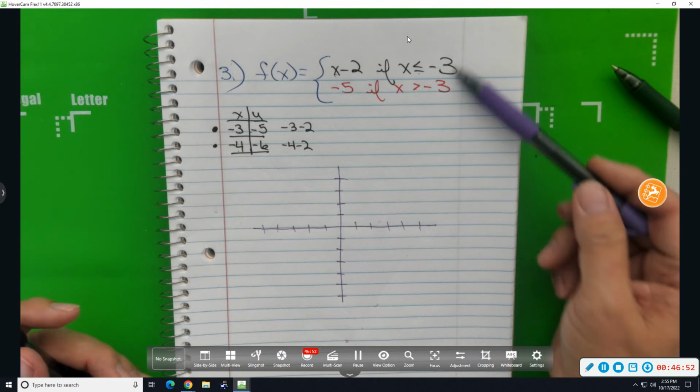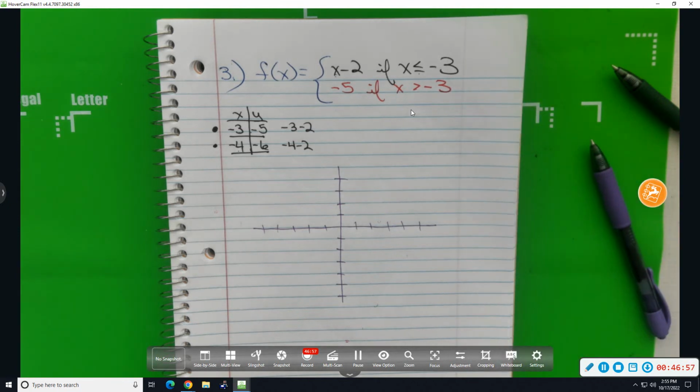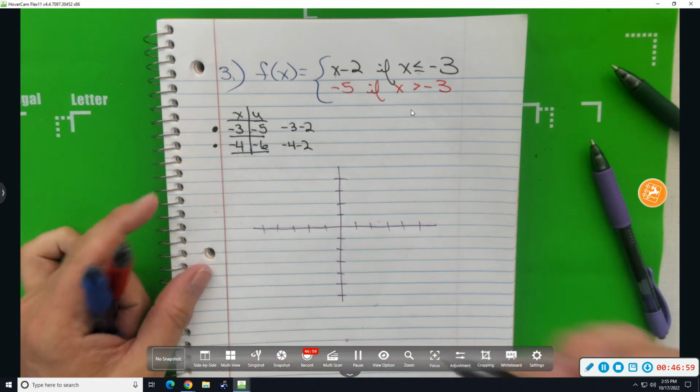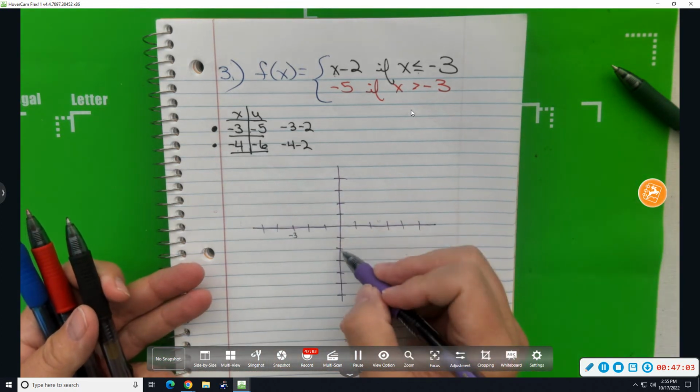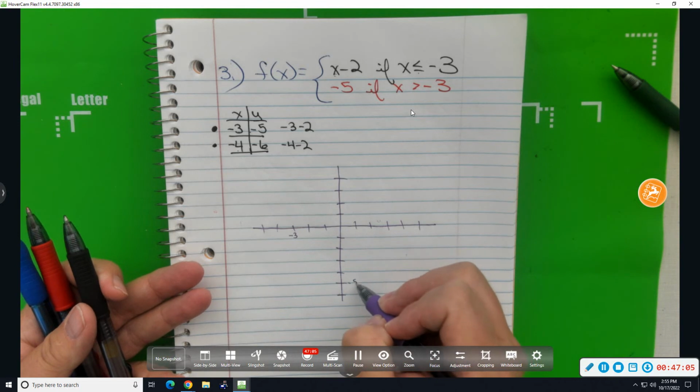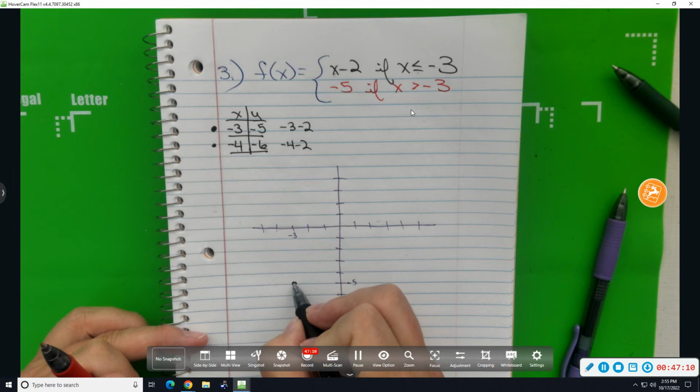The cut point is negative 3. That's where the black piece will change to the red piece. So at negative 3, we go down 5. 1, 2, 3, 4, 5. There. We have a closed dot.